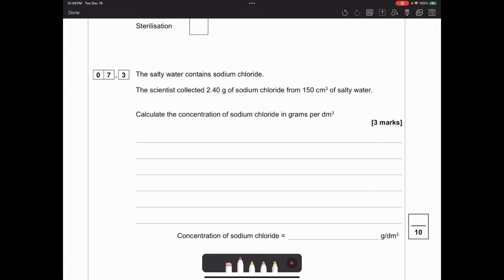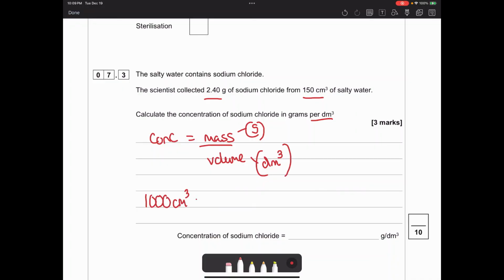The salty water can then contain sodium chloride. The scientists collected 2.4 grams of sodium chloride from 150 centimetre cubed of salty water. Calculate the concentration of sodium chloride in grams per decimetre cubed. So this is a calculation that actually normally comes up on paper 1, but they've put it here as well. Concentration is equal to mass over volume. Mass always has to be in grams, but volume, as they've asked for it here, is in decimetre cubed. What you need to remember is there's 1,000 centimetre cubed in a decimetre cubed.